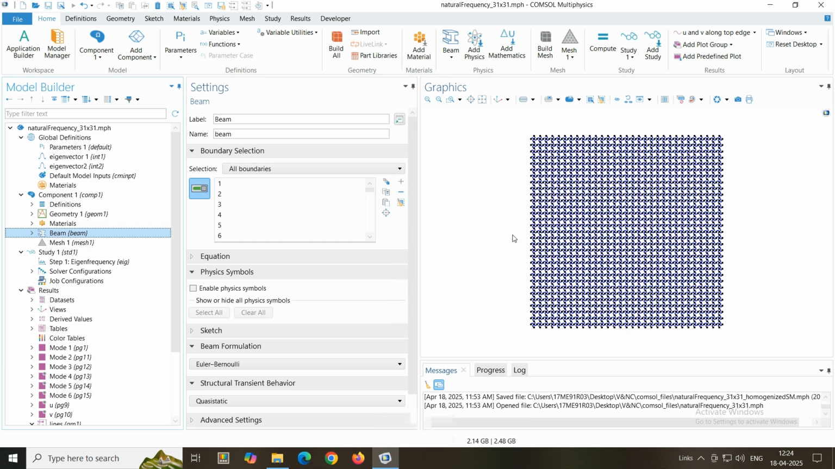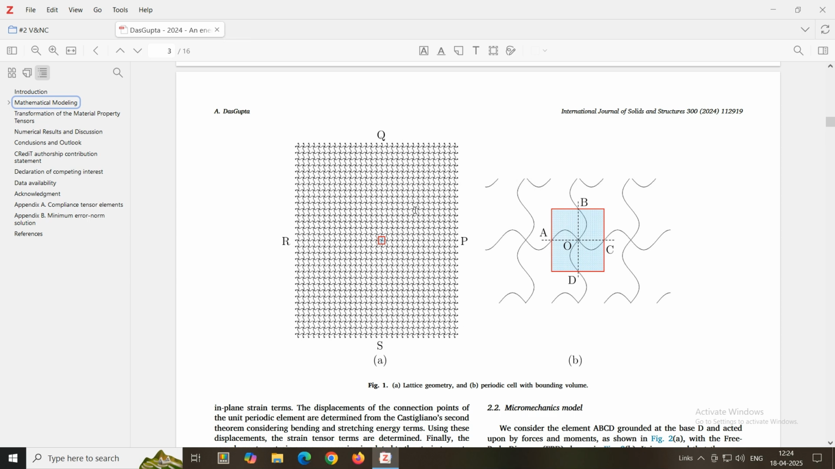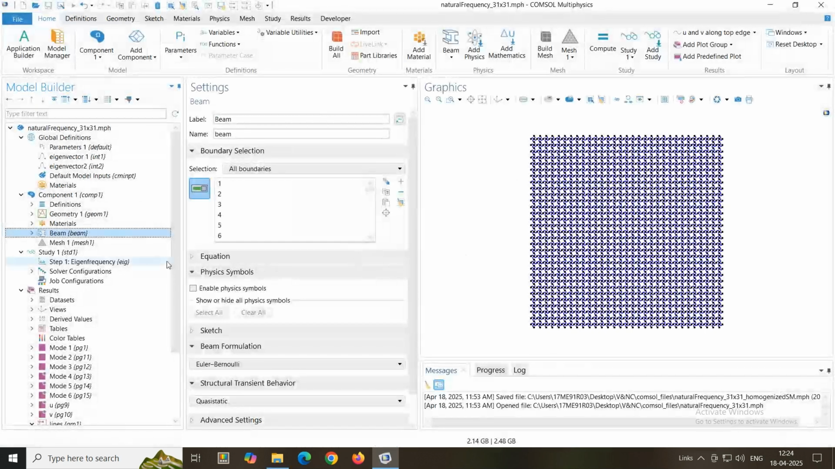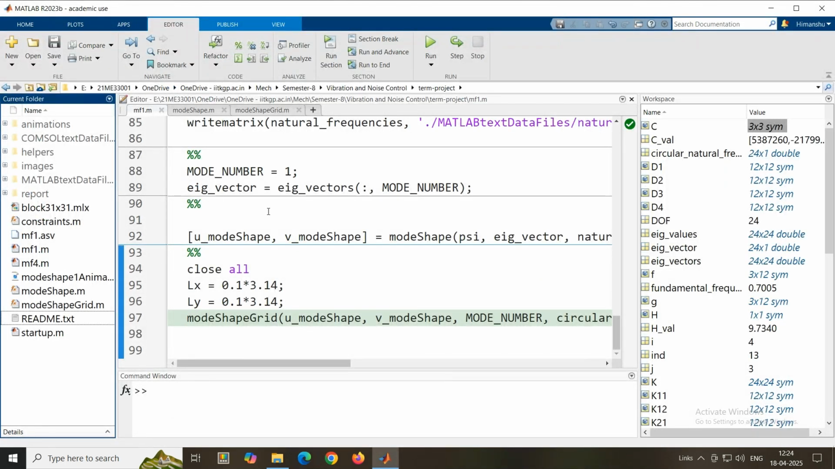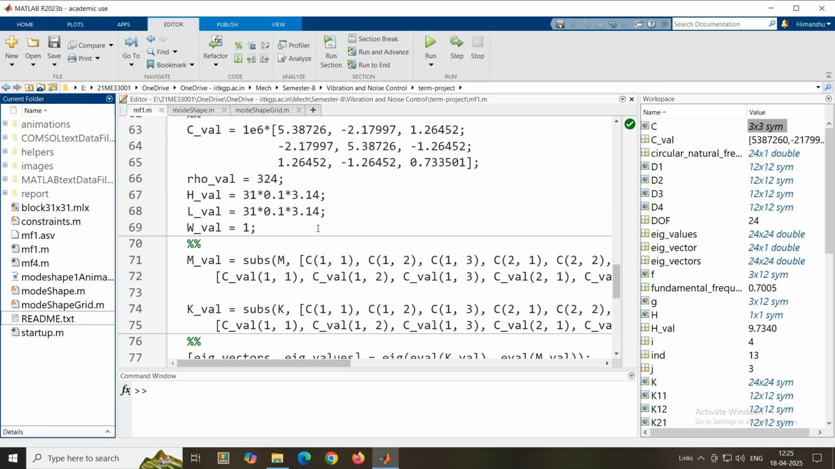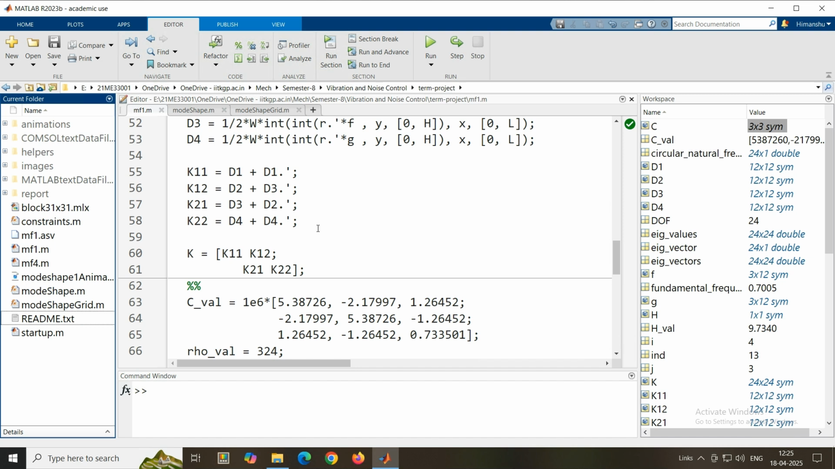To summarize, in my vibration and noise control term project, I have reproduced some of the results from this paper to calculate the effective properties of the lattice. Then I have used the FEA model that I had used to reproduce those results to calculate the eigenfrequencies of the lattice. After that, I have used the effective properties to find an analytical solution in MATLAB, and I have compared the two solutions obtained from COMSOL and MATLAB.